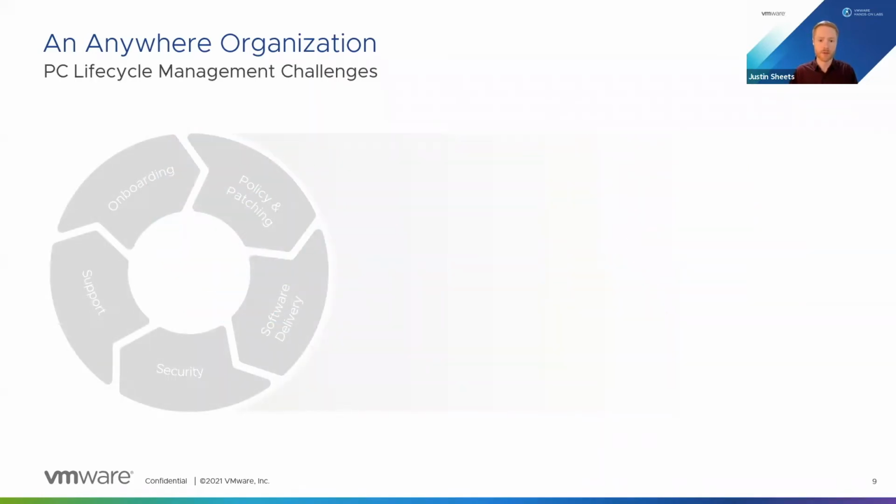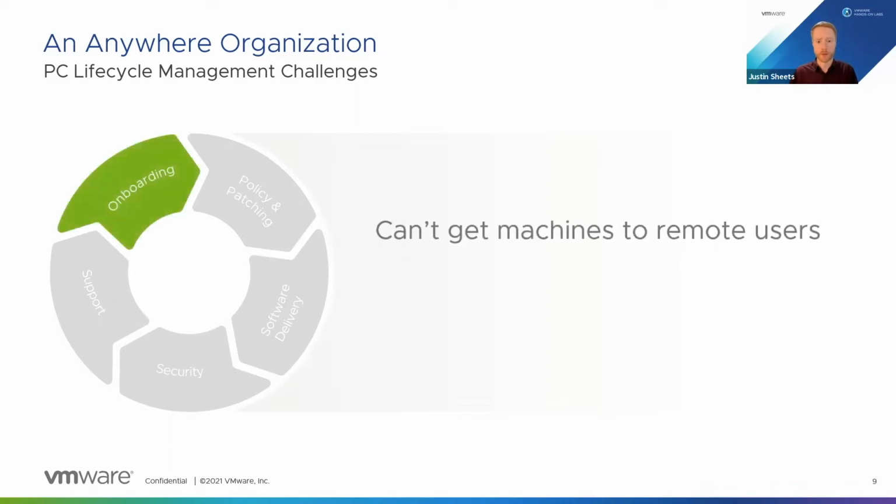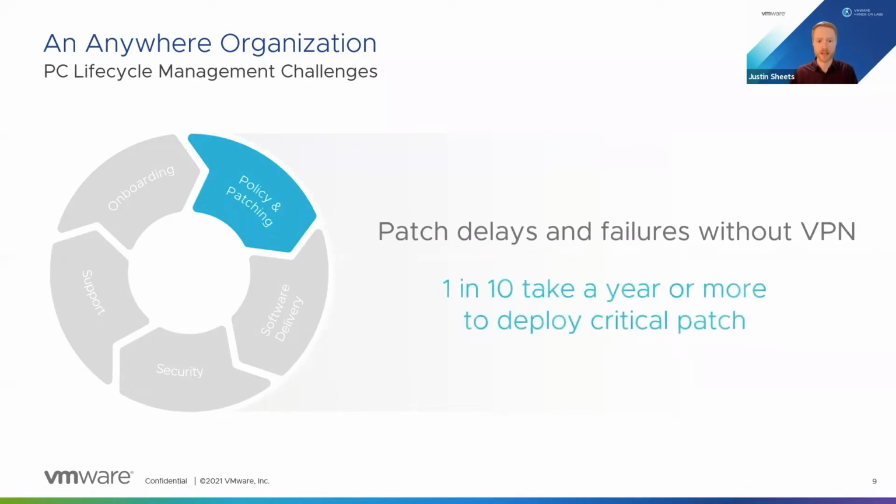However, this distributed workforce presents its own challenges for IT, especially when you navigate the full PC lifecycle. Let's step through some of these common struggles in each category and see if any of these sound familiar. From an onboarding perspective, onboarding remote or hybrid users can be very challenging. If issues occur, these users can't just simply take a device into a physical help desk staff for support. For policy and patching, if your users must be on the corporate network or VPN to receive policy updates or patches, then this can negatively impact the rate at which your distributed devices will receive these critical updates.